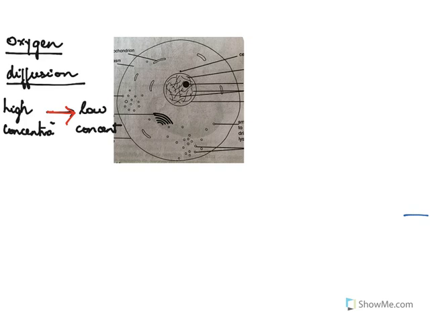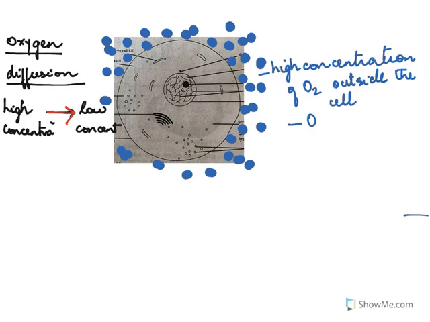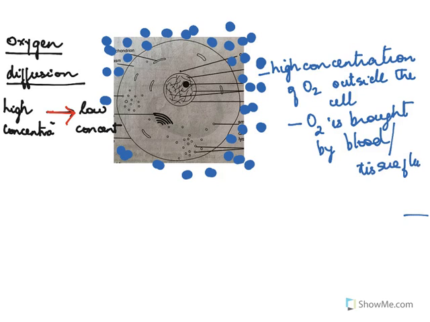Within the cell, there is always a low concentration of oxygen. Why is there a low concentration of oxygen? Because oxygen is constantly being used by the cell. Outside, we'll have a lot of oxygen because it is brought by the blood and the tissue fluid. So I've written here: high concentration of oxygen outside the cell. Oxygen is brought by blood or other tissue fluid and surrounds the cell.